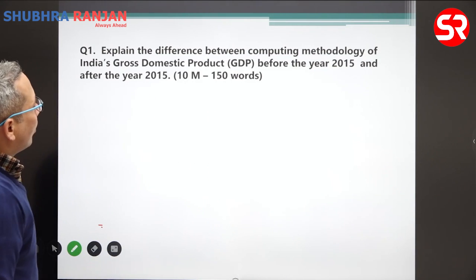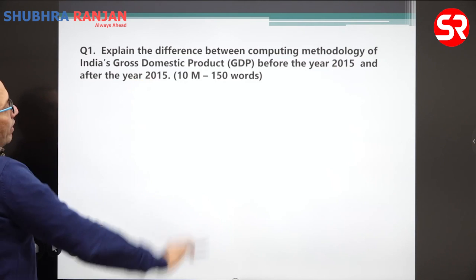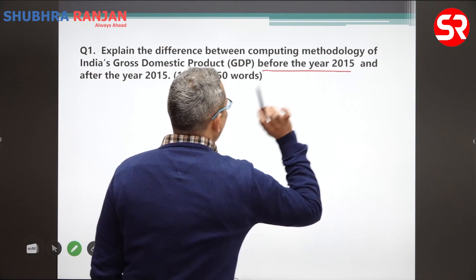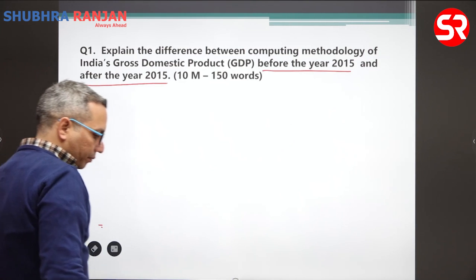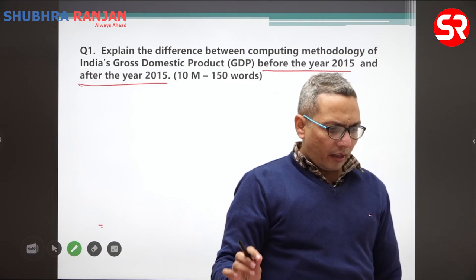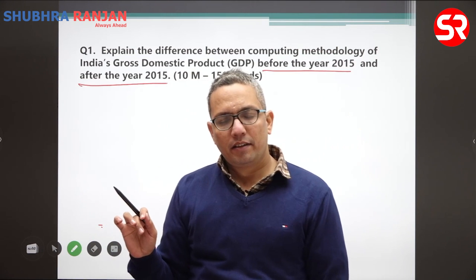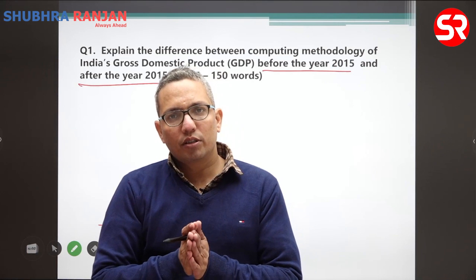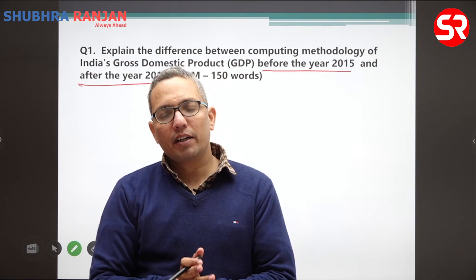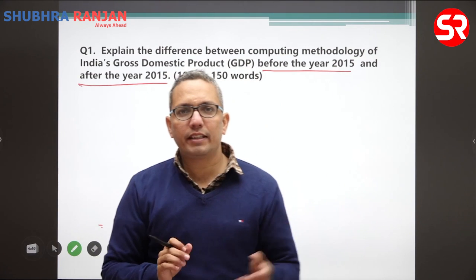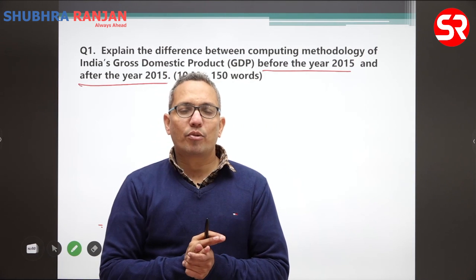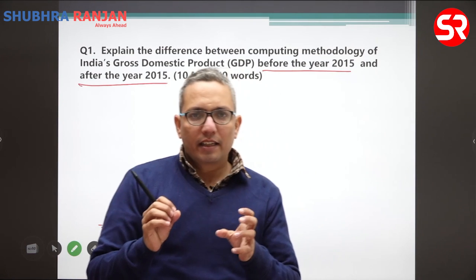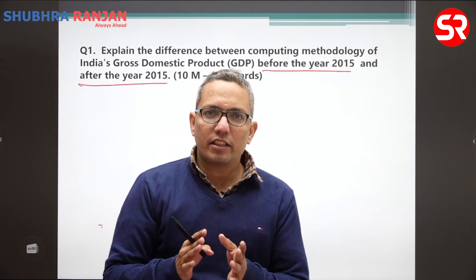The first question is, explain the difference between the computing methodology of India's GDP before the year 2015 and after the year 2015. If you see the trend of UPSC, this year everything has changed. Even in prelims, most of the questions were from core concepts, hardly anything from current affairs. Even in the mains questions of GS3 on Indian economy, there's hardly anything from current affairs. Most of the things are from core concepts.